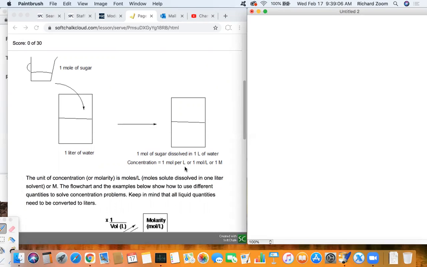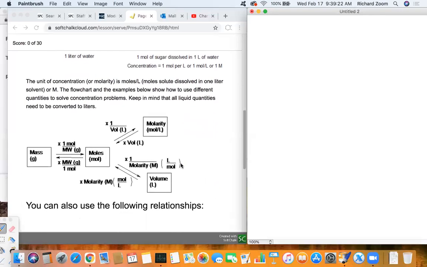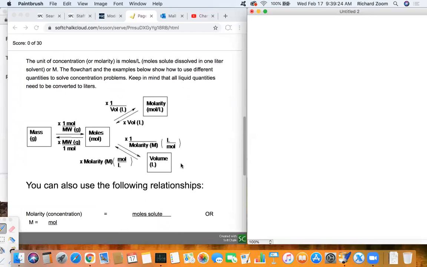Now, the sugar in and of itself doesn't add much to the volume, because it's a solid. When we add solids to liquids, we tend not to get a huge increase in volume. It's negligible, so it's not really something we need to consider. When we're doing any concentration kinds of problems, we can always use moles as our waypoint. It's always something we can find that will lead to something else.